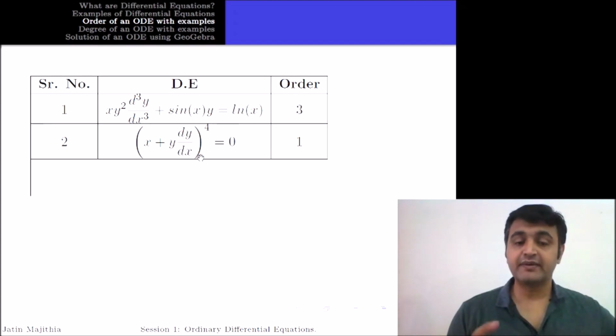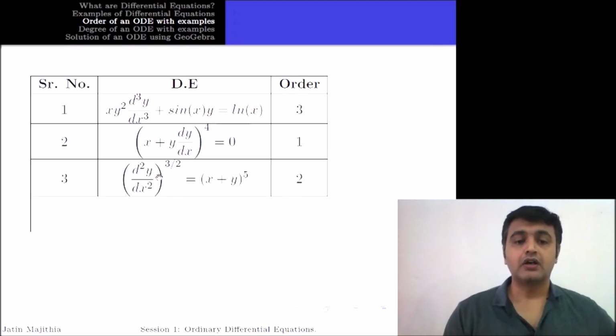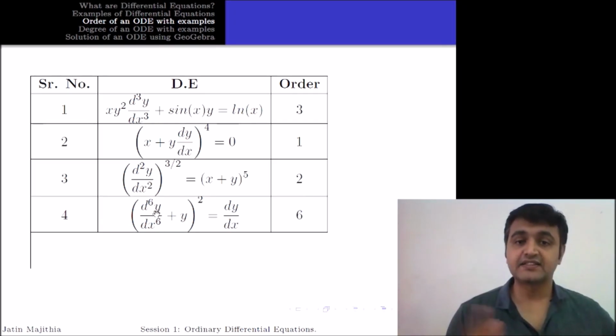Okay, dy by dx raised to 4 is not the same as d4y upon dx4. Even if I expand this as a 4th power, what I will get is dy by dx only, and therefore the order of this differential equation is 1. Now here, what is the order? d2y by dx square, so the order is 2. Here, 6 is the highest derivative occurring in the differential equation, therefore the order is 6.